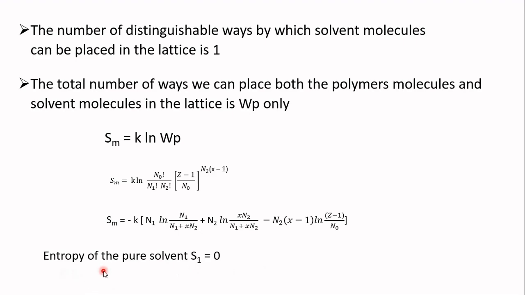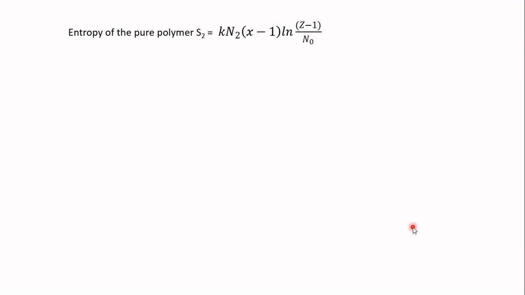Now you consider the entropy of the pure solvent, indicated by S1, which is 0. Then for the pure polymer, the value of N1 is equal to 0, because there are no solvent molecules in a pure polymer. Then the entropy for the pure polymer can be obtained by replacing N1 equal to 0 in this expression. The entropy of the pure polymer, S2, will be equal to k into N2 into (x minus 1) natural logarithm of (z minus 1 divided by n0).